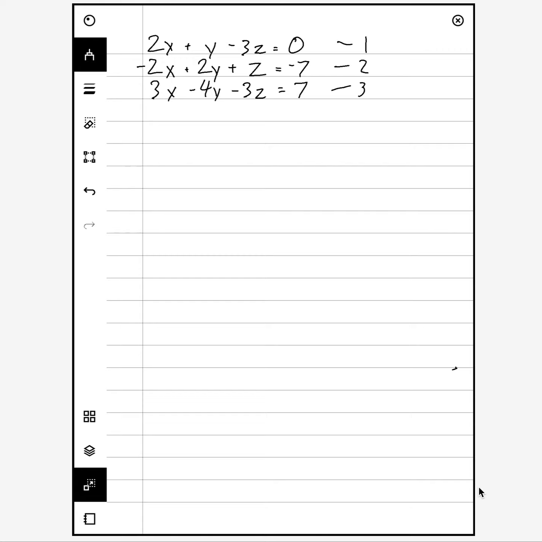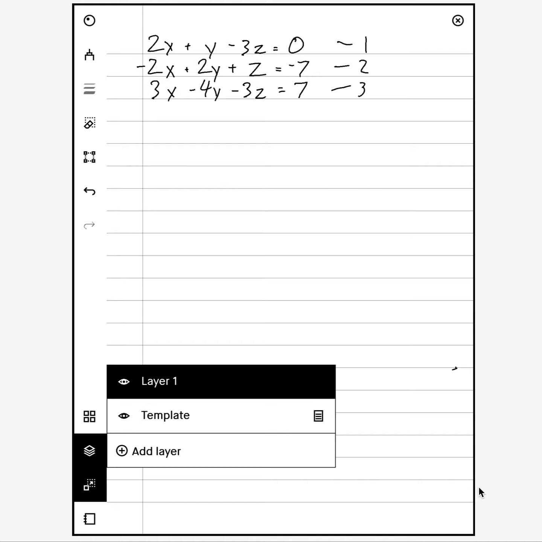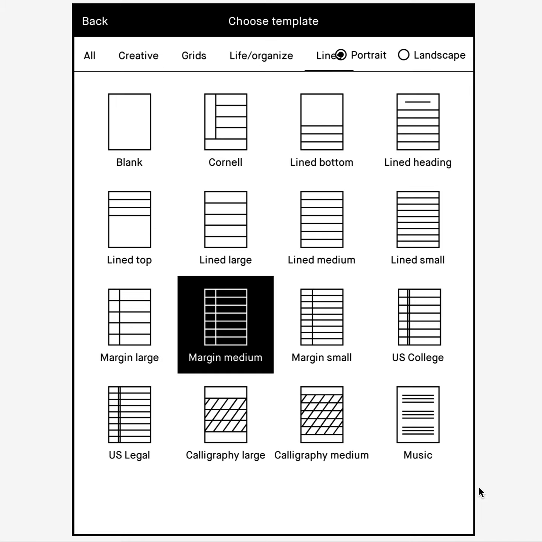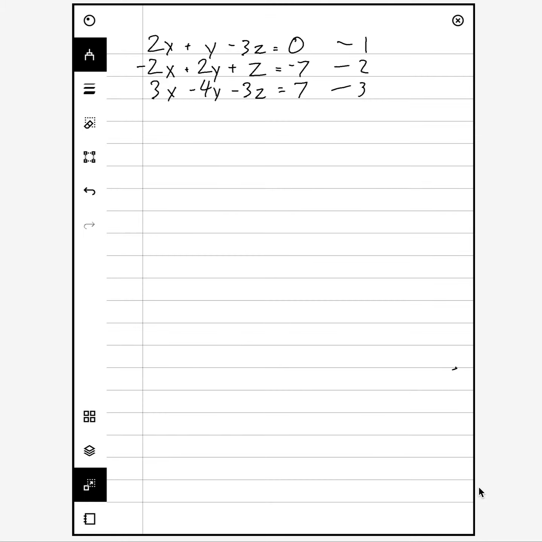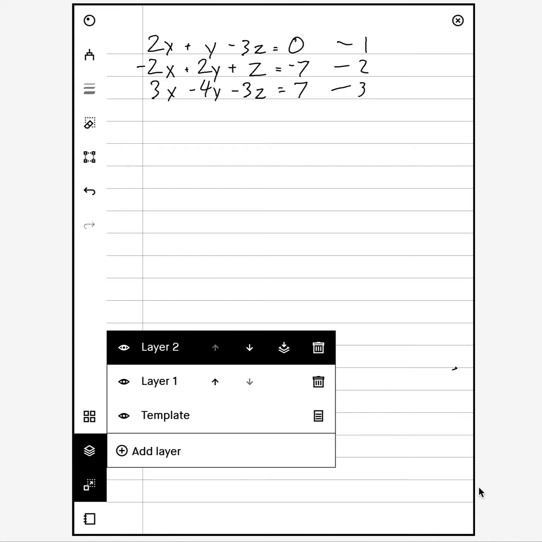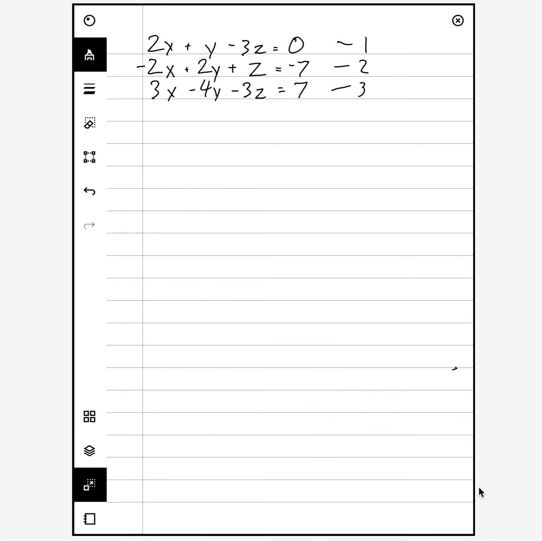Before you even do anything, just look at all the different equations. See if you can find things that would be good to delete. So let's create a new layer and just highlight some things. So what looks good?